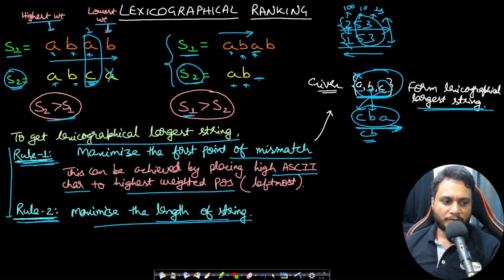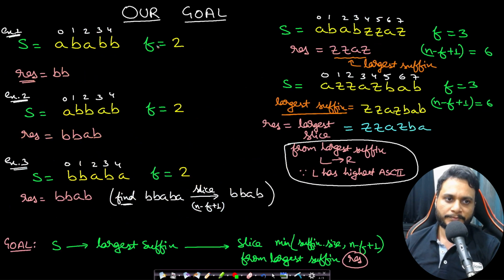Okay. So I hope these two rules are clear. Once it is clear, let's try to understand the goal of our problem. I will be explaining it with a bunch of examples. In the first example, we have AB, A double B, and let's say the number of friends is 2. So what should be the result?